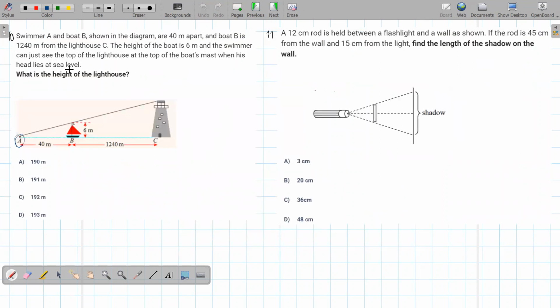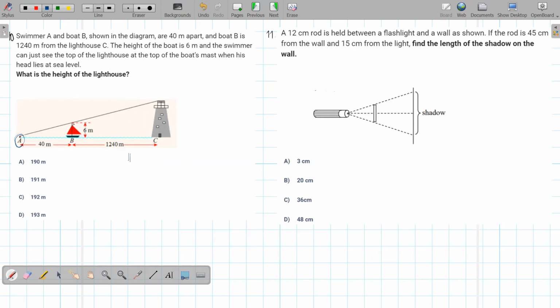Next question. Swimmer A and boat B shown in the diagram are 40 meters apart. They are 40 meters apart, and B is 1240 meters from the lighthouse C. The height of the boat is 6 meters. The swimmer can just see the top of the lighthouse at the top of the boat's mast when his head lies at this level. What is the height of the lighthouse?